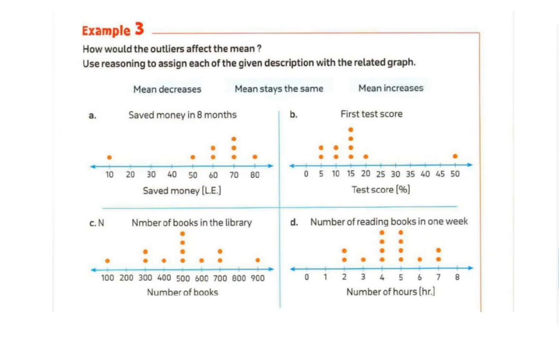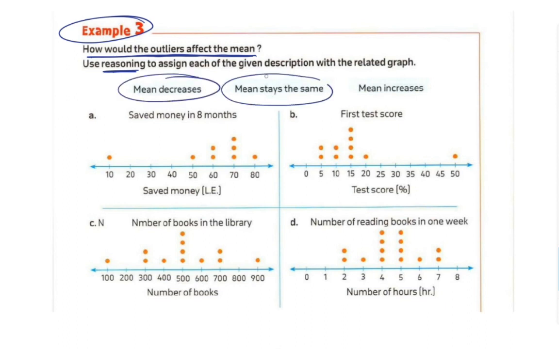Let's go. Now to understand, we will solve example number 3. How will the outlier affect the mean? You will learn how the outlier affects the mean. Use reasoning to match each of the given descriptions with the related graph. We have 3 options here. The first one, the mean decreases, or the mean stays the same with no change, or the mean will increase. Decrease, stay, or increase.